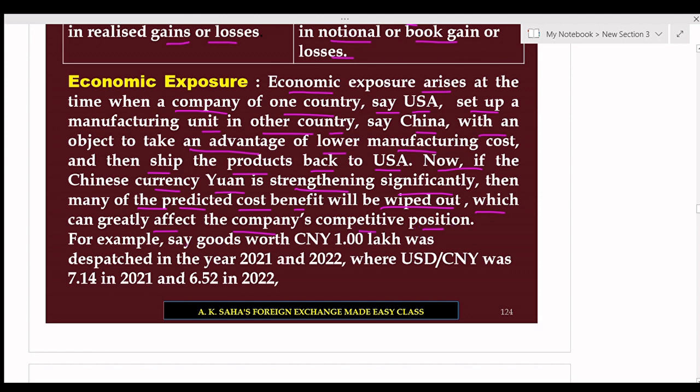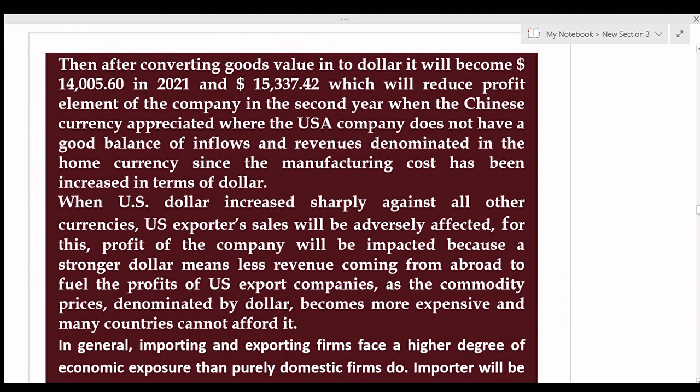For example, say goods worth CNY 1 lakh were dispatched in the years 2021 and 2022, where USD/CNY was 7.14 in 2021 and 6.52 in 2022. Then after converting the goods value into dollars, it will become $14,005.60 in 2021 and $15,337.42, which will reduce the profit element of the company in the second year when the Chinese currency appreciated, where the USD company does not have a good balance of inflows and revenues denominated in the home currency, since the manufacturing cost has increased in terms of dollars.